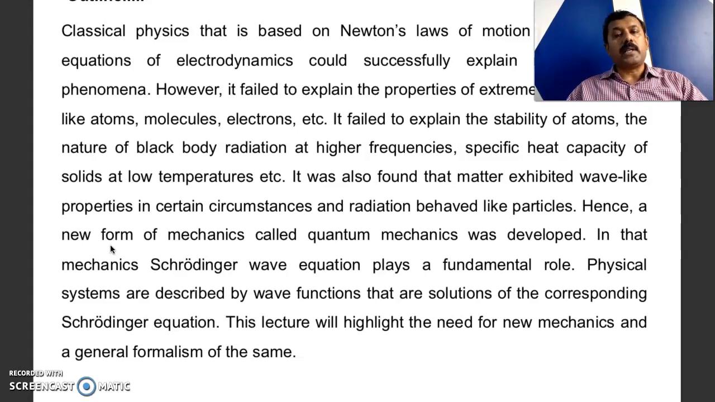However, around 1900, we faced certain problems in physics, such as the problem of blackbody radiation, specific heat capacity of solids at low temperature, etc., which could not be explained by using classical laws. So we needed a new mechanics to explain such properties, and that new mechanics is called quantum mechanics. It was developed by the hard work of many great scientists like Max Planck, Schrödinger, Fermi, Dirac, etc. In this lecture, we highlight the need of new mechanics and the general formalism of so-called quantum mechanics.